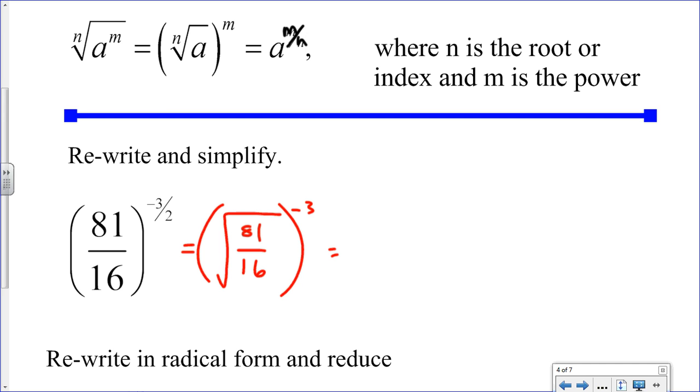Okay? So when you square root a fraction, or you do any root of a fraction, you do the numerator and the denominator. So what's the square root of 81? What's the square root of 16? 4. And then I'm taking that to the negative third power. So I'm going to distribute this negative 3 to both the 9 and the 4.